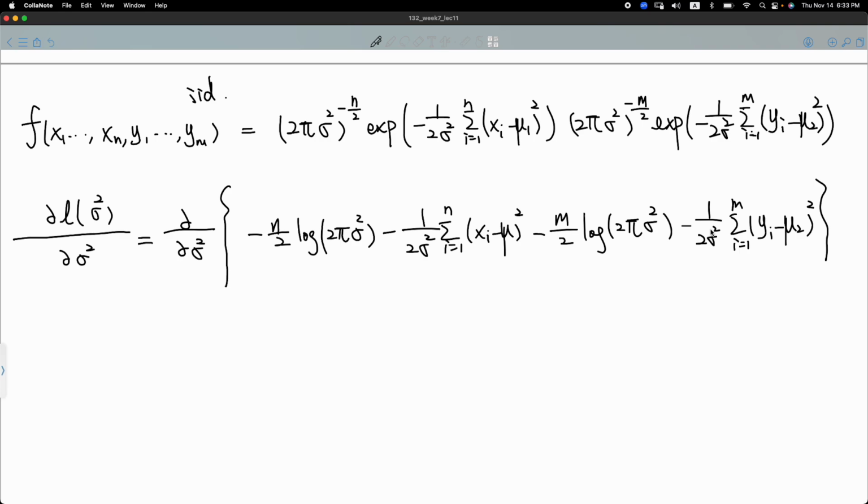And then for the next step, we are just going to take the first order derivative with respect to sigma square. So when you take the derivative with respect to sigma square, here I'm going to combine these two together. So you will have the negative of n plus m over 2 sigma square. This is from this component, and I group them together.